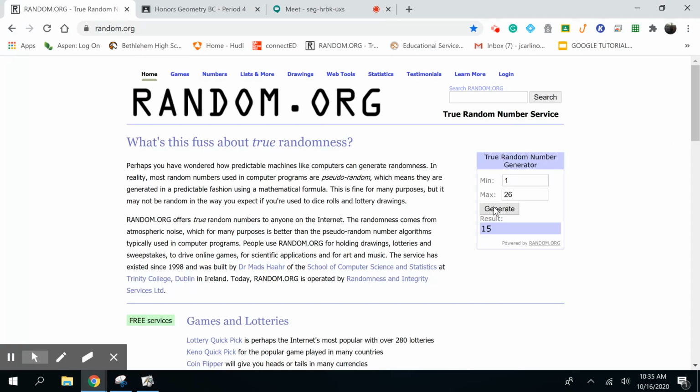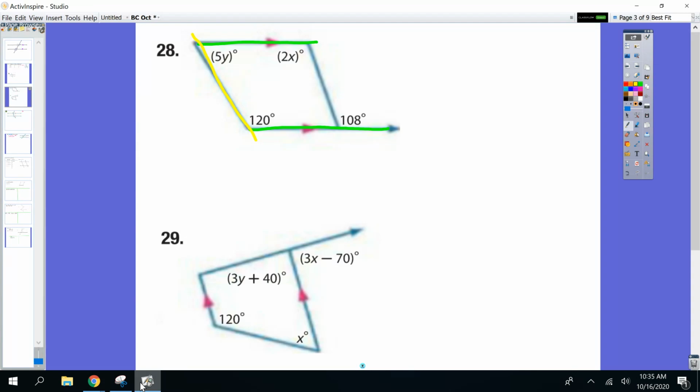Will, going back to you. What type of angles are 5y and the 120? Same side interior. What do you know about them? Congruent or supplementary? Supplementary. Boom. 5y plus 120 has got to be equal to 180. That's where I got that from. Let's go on the other side. 2x and the 108.